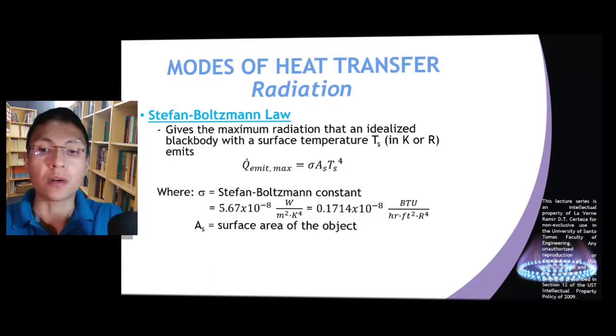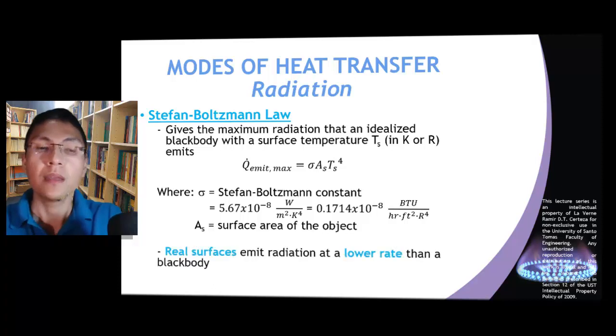Black bodies are objects that can emit thermal radiation at the maximum rate given by the Stefan Boltzmann law at its given surface temperature. You can think of it as an ideal surface, and the sun is a good example of this. Now, what are real surfaces? In the context of radiation heat transfer, these are surfaces which emit radiation at a lower rate than an idealized black body.